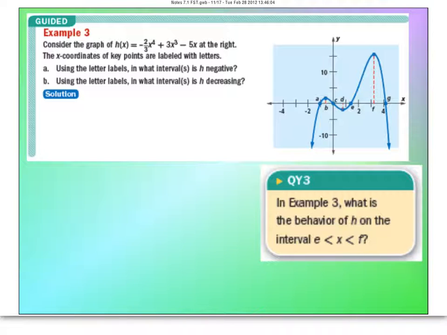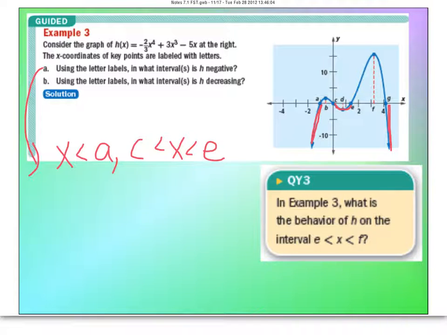So negative, remember, means that the y values are negative. So this thing is negative here, here, and here. So to state those as intervals, what we would do for where it is negative is we would say we're looking at the x's that are less than the letter A. So any x that's smaller than whatever A is. And then I want any x's in between C and E. So x's are greater than C and less than E.